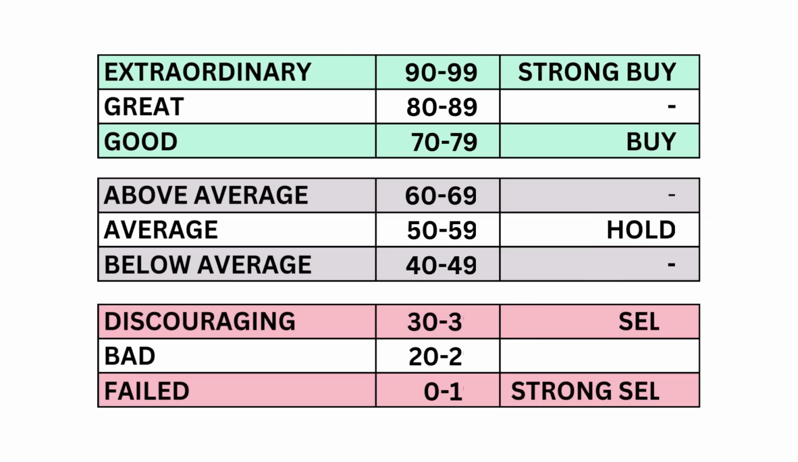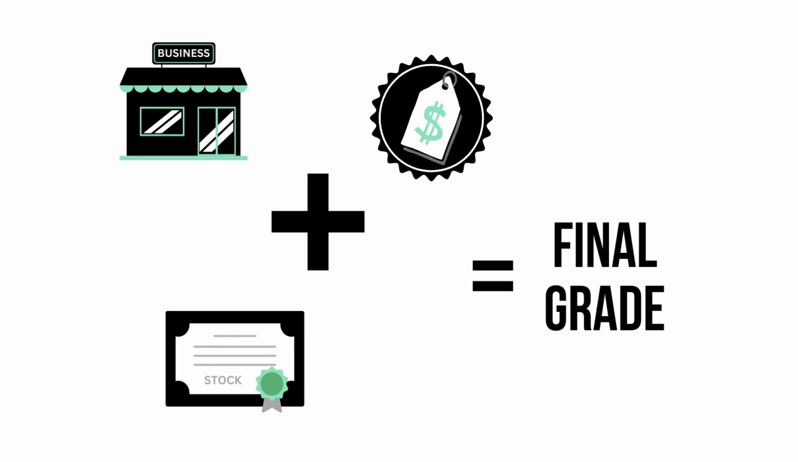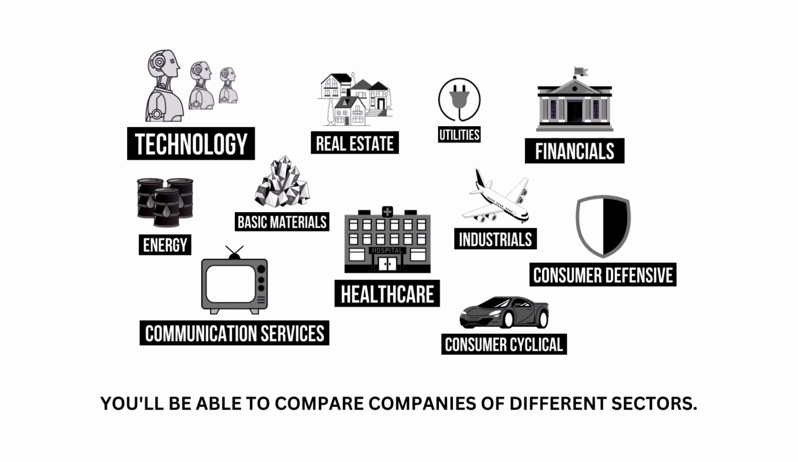Each of the three factors and 11 metrics are given a grade from 0 to 99, with 50 to 59 being considered average. When we've got the three factors graded, we combine them to get our final grade. Each company belongs to a specific sector of the economy. My analysis normalizes the data so that we can compare companies between sectors.